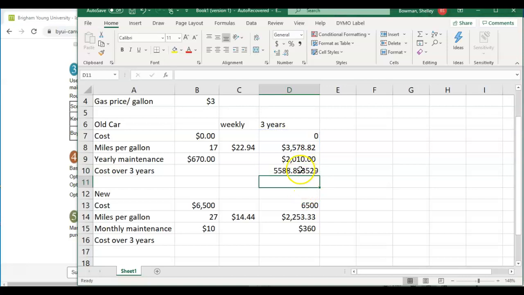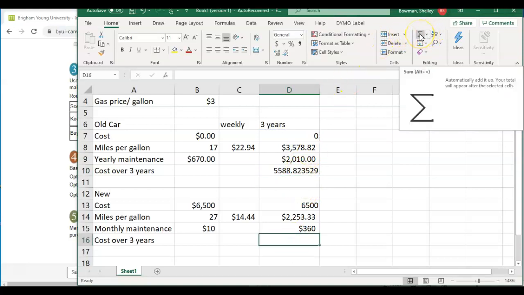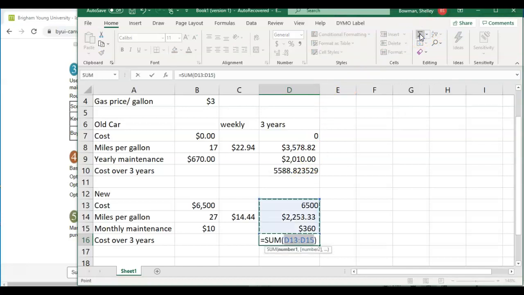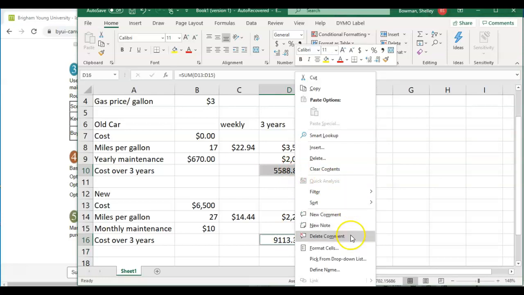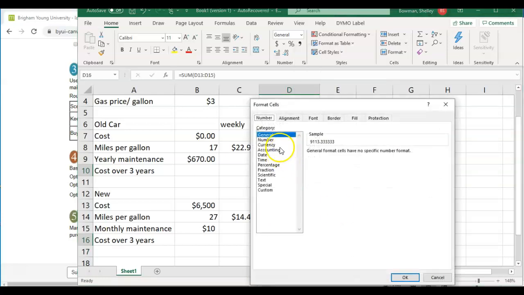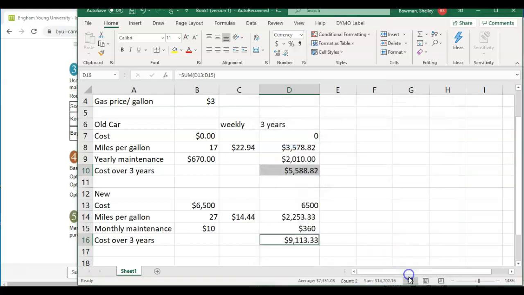Oh, and since I have that, might as well. And this one, I could also just come up here to the fast one. It's called auto sum, and it just adds it all up for you. So it's really fast. I'm going to go ahead and format these both as currency so that we can see that in dollar amount and compare the two.